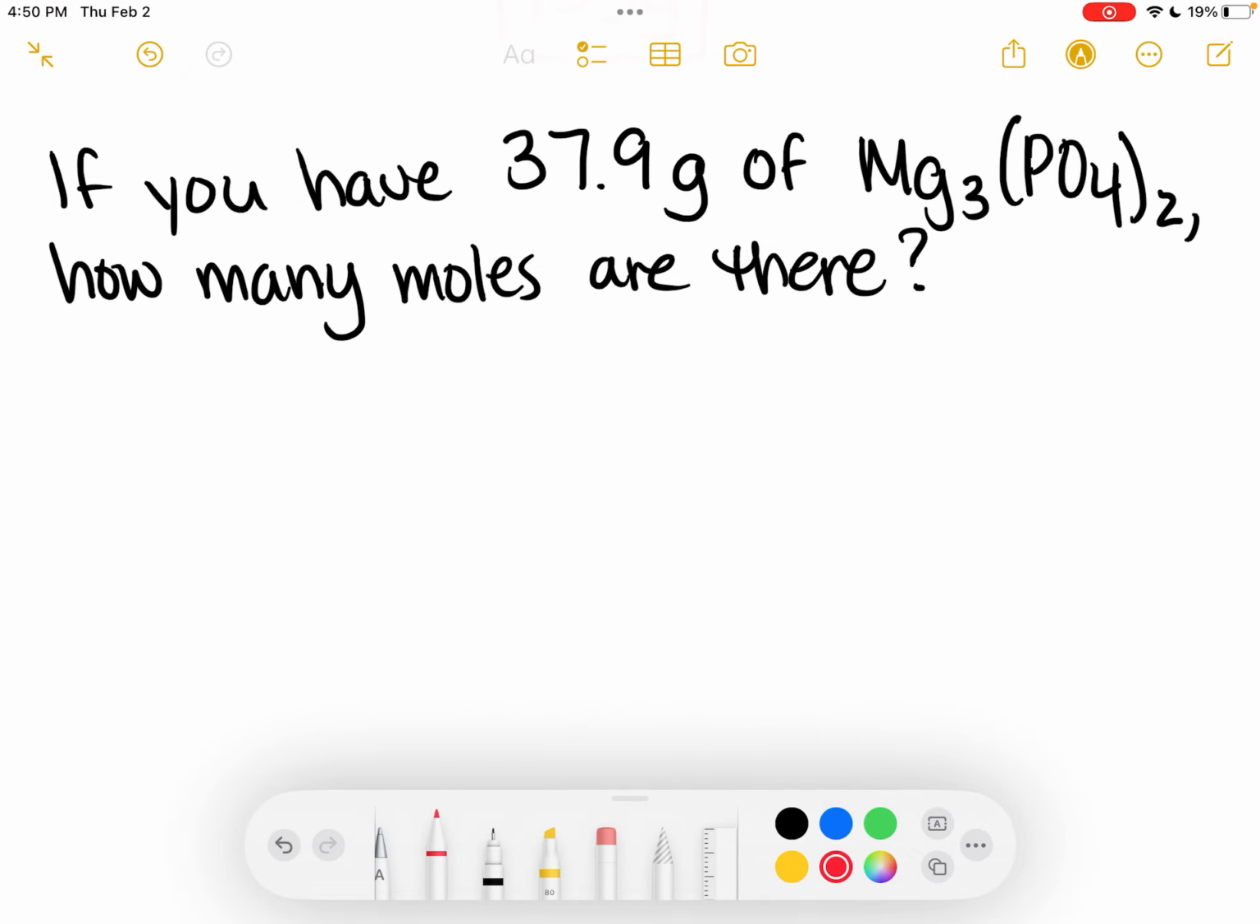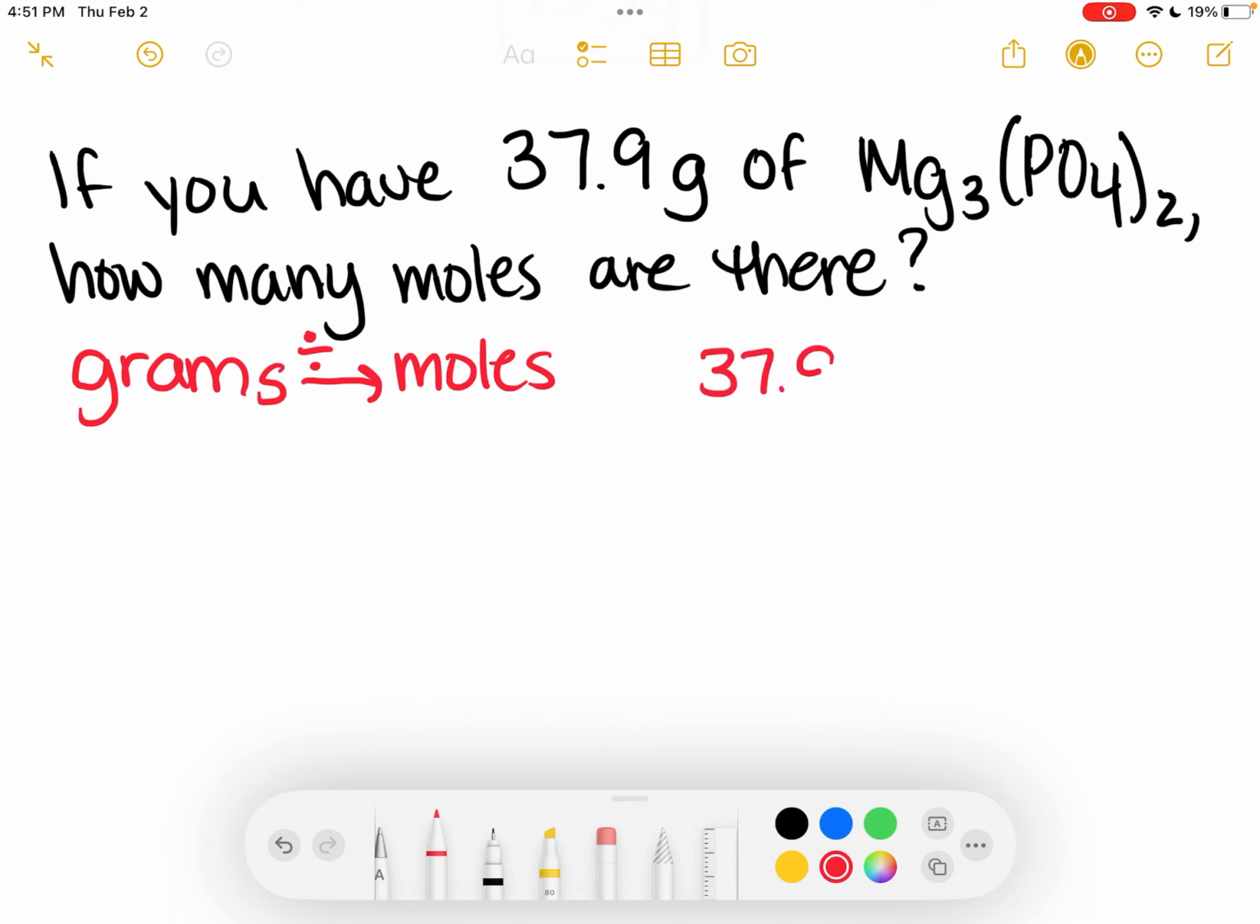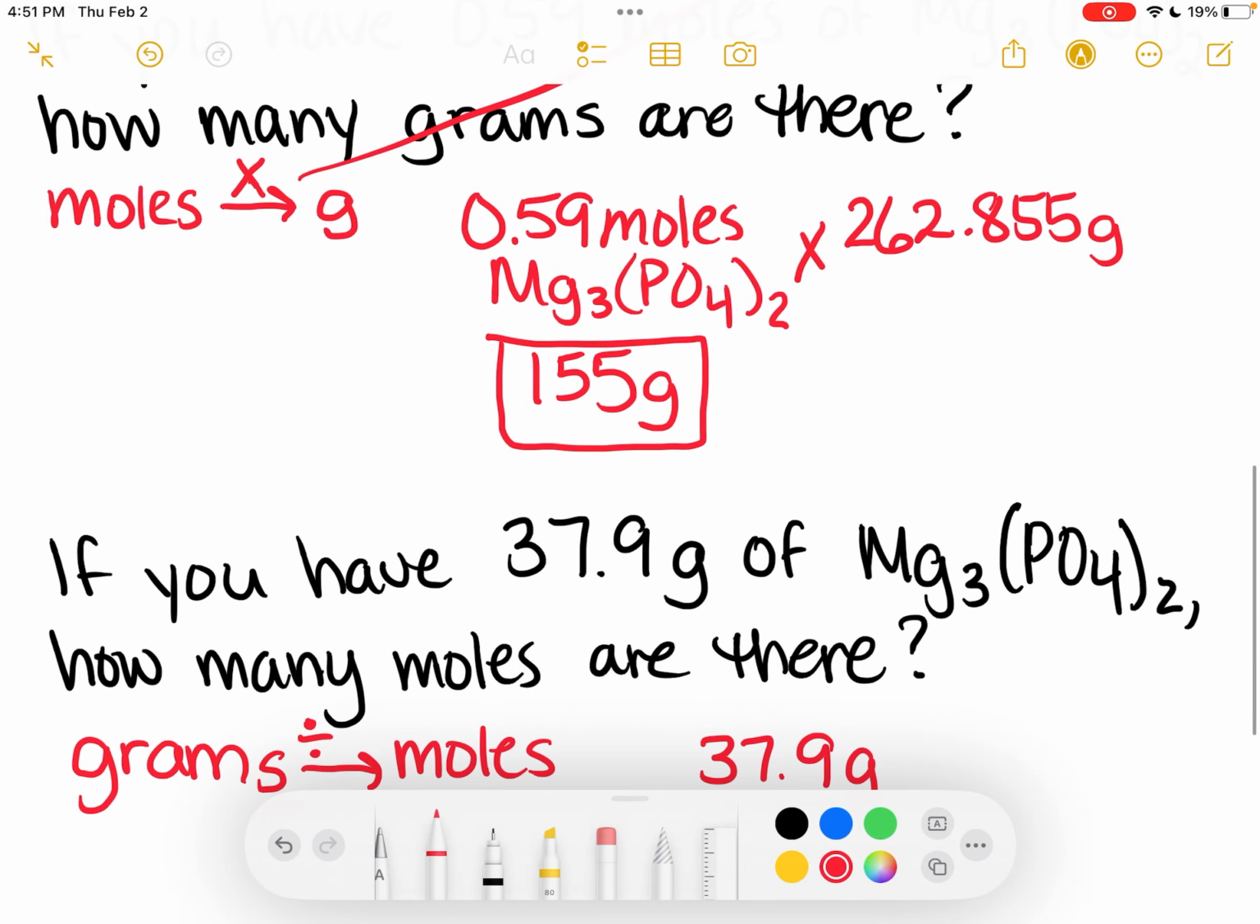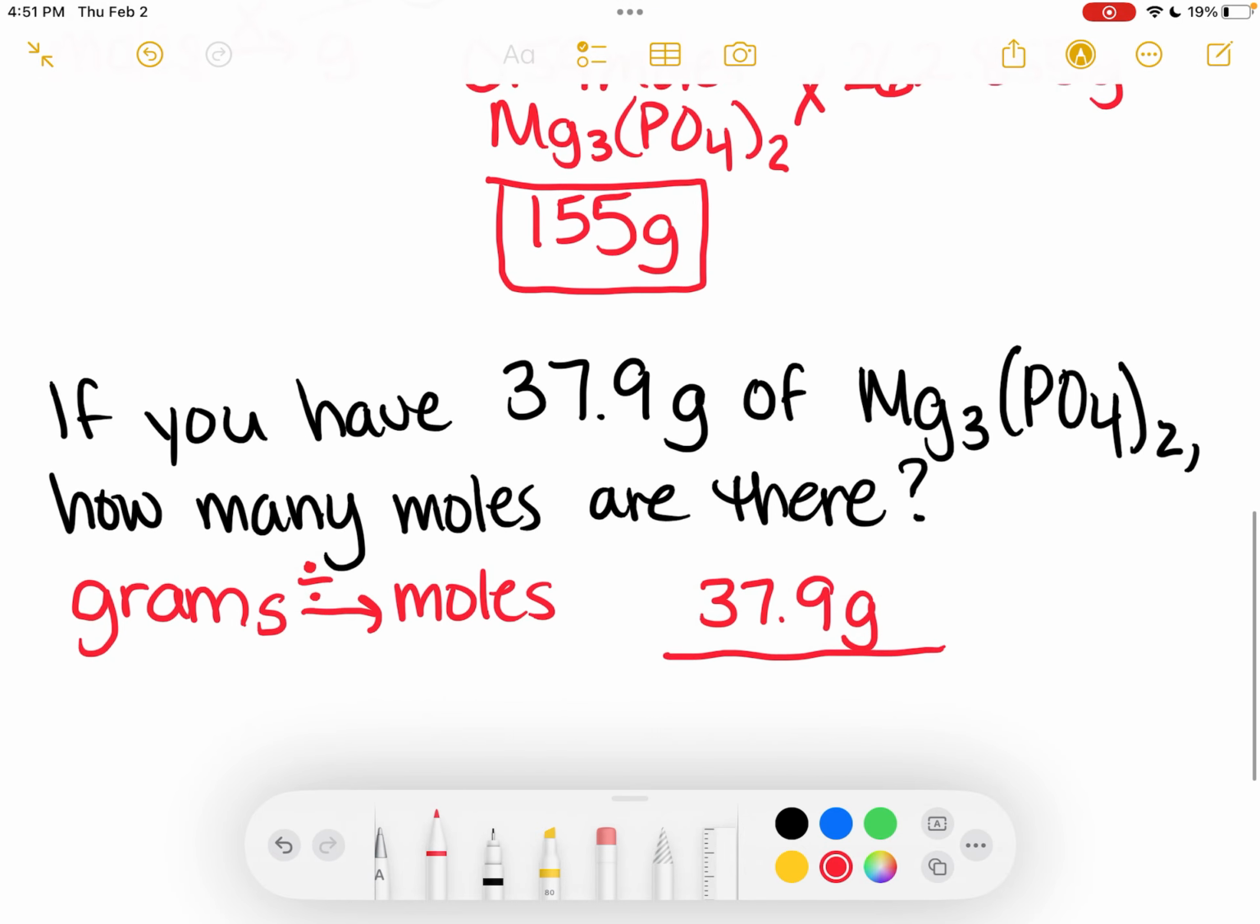So if you have 37.9 grams of magnesium phosphate, how many moles are there? Well, if you have grams and you're going to moles, you need to divide. And you're going to divide by, again, that molar mass. We have 37.9 grams. And we're going to divide by the molar mass, which we calculated previously, 262.855.